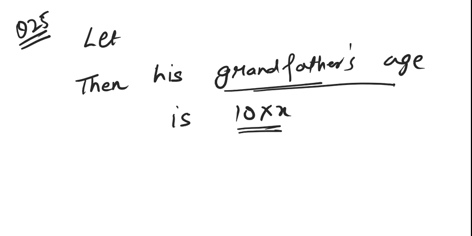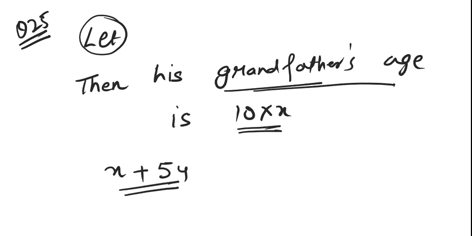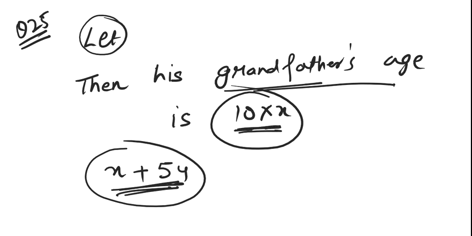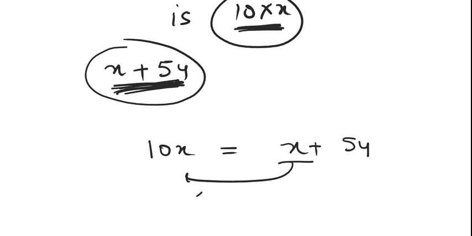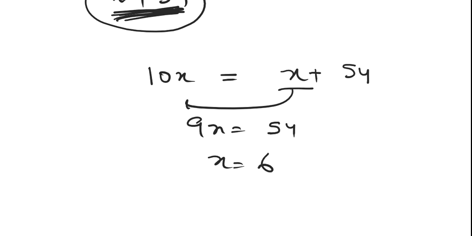Clear? One more thing given in the question is that the grandfather is 54 years older than his grandson. Means the age of the grandson is x and he is 54 years older, so x plus 54 is the age of the grandfather. We can equate them because 10x is also the age of the grandfather and x plus 54 is also the age of the grandfather. So 10x equals x plus 54. x will come here, 9x equals 54. What is the value of x? The value of x is 6.